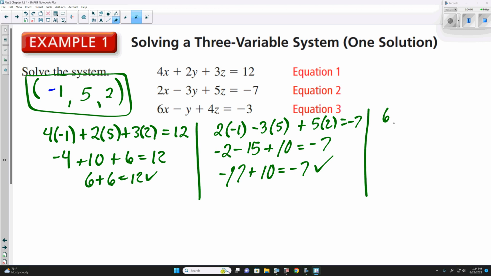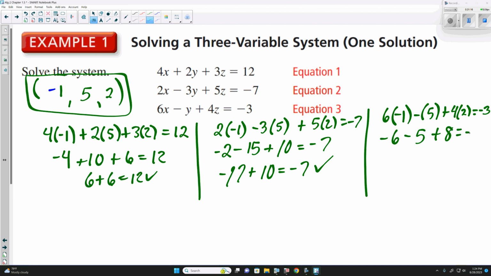And we do the same thing with the last one. 6 times negative 1 minus 5 plus 4 times 2 is equal to negative 3. Well, 6 times negative 1 is negative 6. Negative 1 times 5 is negative 5. And 4 times 2 is 8. Negative 6 minus 5 is negative 11. And negative 11 plus 8 is indeed negative 3.